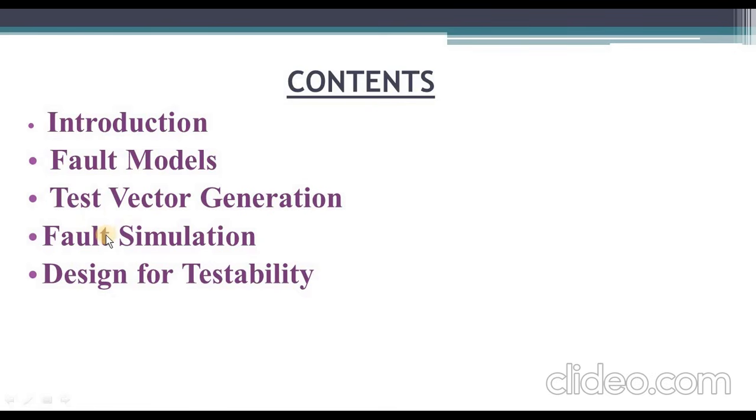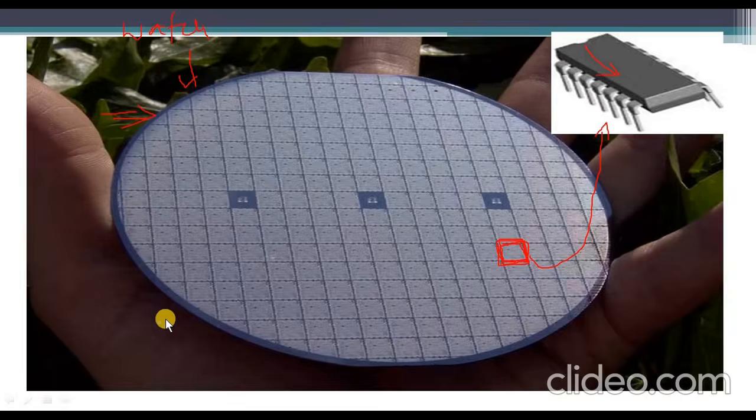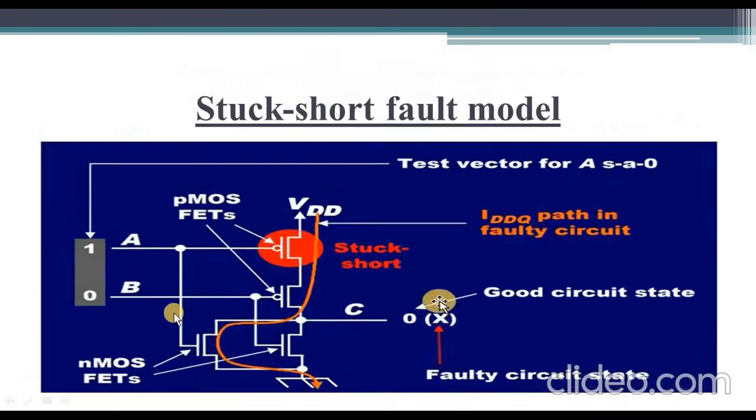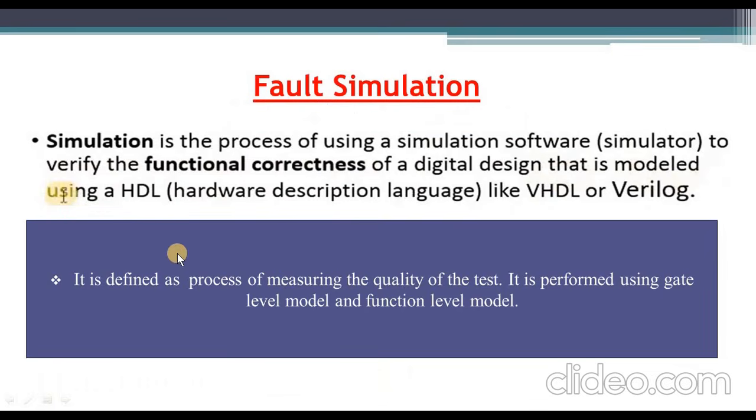Now in this session I am just going to discuss these two topics, fault simulation and design for testability. All the earlier topics I had already completed. So today our topic is fault simulation.